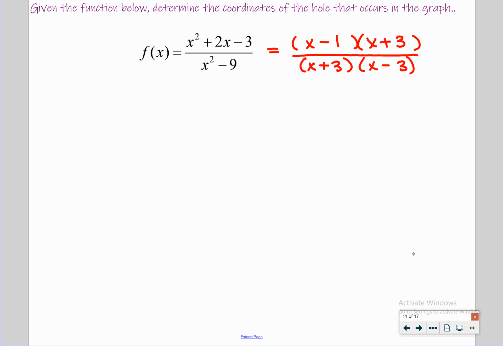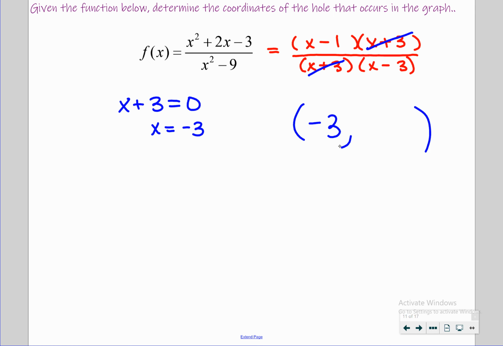All right, so the x plus 3s are going to cancel. So how does that help me find the hole? So the hole is going to be when I set that factor equal to 0, x equals -3. Now it says find the coordinates of the hole, so -3 is the x coordinate. How do I find the y coordinate that goes with that?